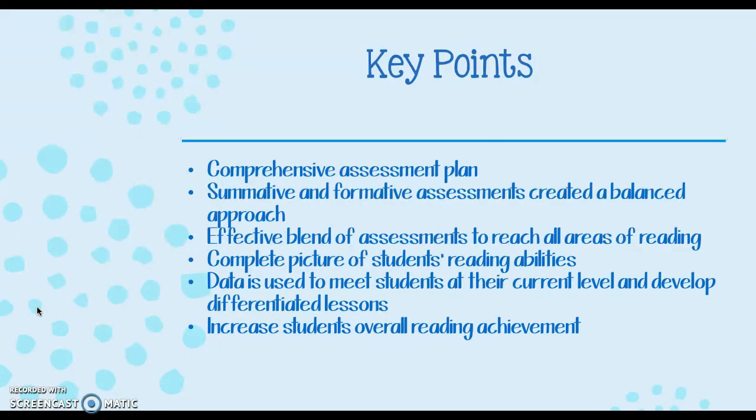Key points: this is a comprehensive assessment plan. It is made up of summative and formative assessments created into a balanced approach. It is an effective blend of assessments to reach all areas of reading. It is a complete picture of students' reading abilities, and the data is used to meet students at their current level and develop differentiated lessons. And with this plan, we will increase students' overall reading achievement.